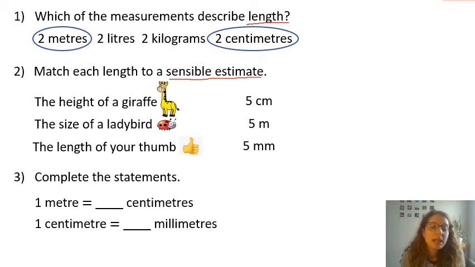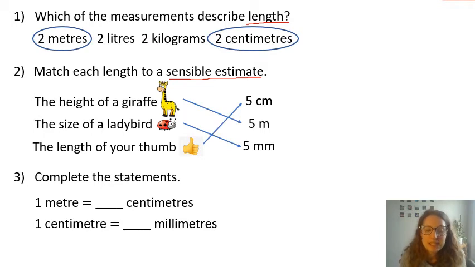Okay, let's have a look at our next one. Match the length to the sensible estimate: a height of a giraffe, the size of a ladybird, and the length of your thumb. This was in our success criteria at the beginning, thinking about which is the most appropriate unit of measure. A giraffe is by far our tallest one out of the 3, so it needs the biggest unit of measure, 5 meters. Our ladybird is our smallest, so it needs the smallest unit of measure. And the thumb is kind of in the middle there, so we use centimetres.